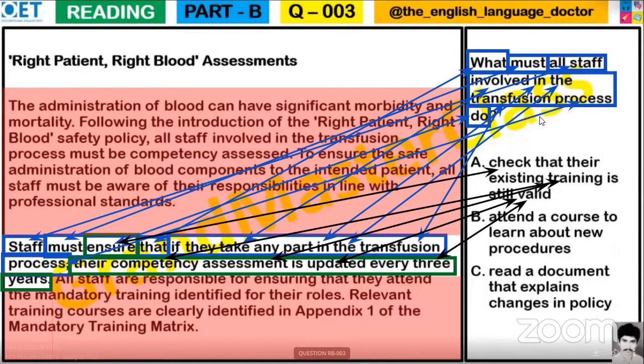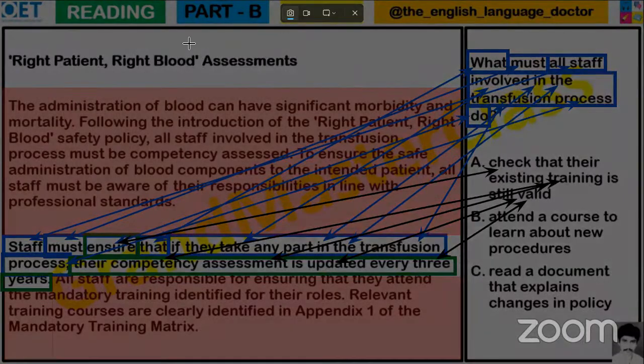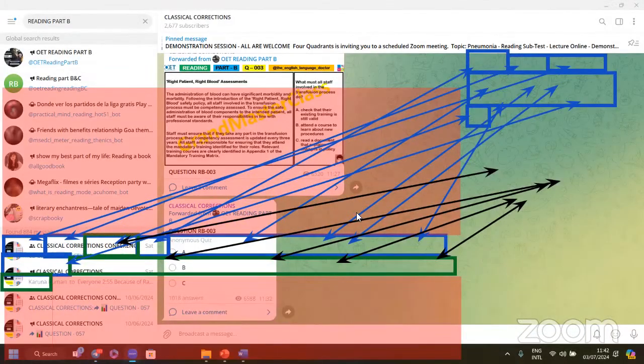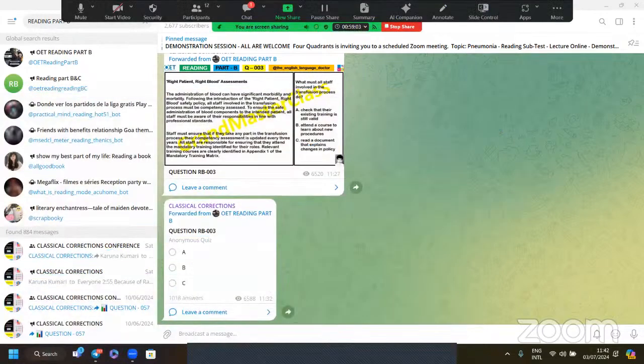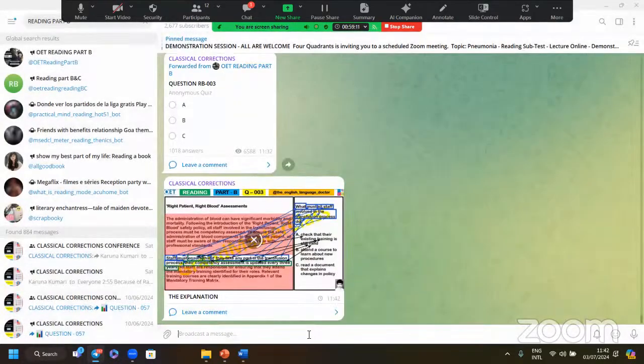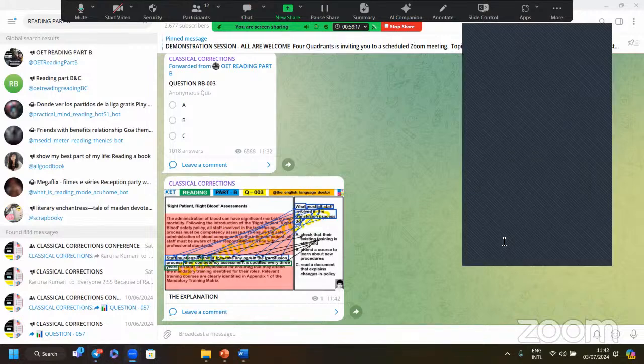So now 3 questions are done. Yes, that is the third question. So now there are 10 students. We have completed half of the set.